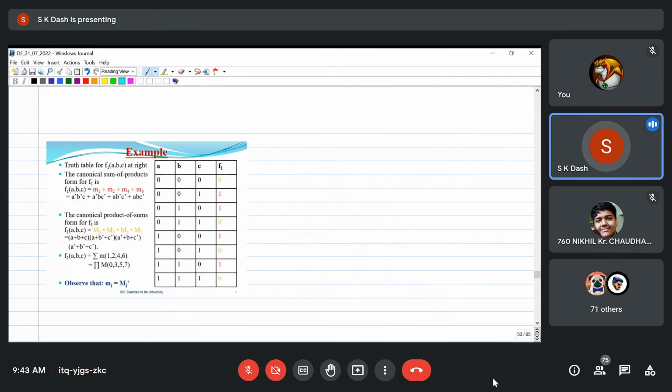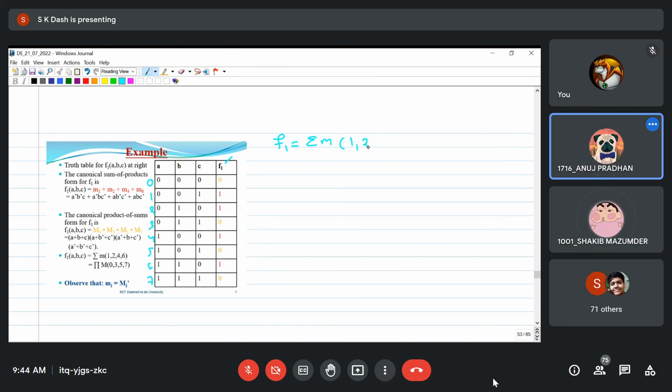Okay, let us do one by one. Suppose this example function is given, and I want to write down this function. First of all, F1 in terms of summation of m. I will write here 0, 1, 2, 3, 4, 5, 6, 7 because accordingly I arranged it. For which combinations is my output 1? 1, 2, 4, 6.